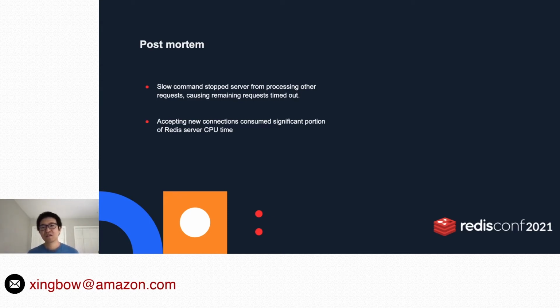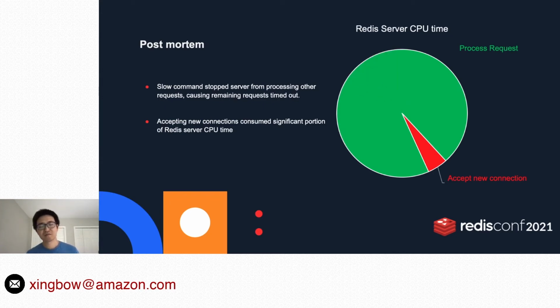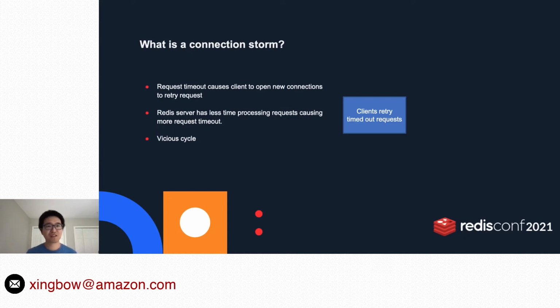Second, another symptom is that the Redis server spent the majority of its CPU time on accepting new connections, leaving much less time on processing customer requests. This is quite unusual. On a healthy Redis cluster, it spends the majority of its time on processing requests, while only a fraction of its CPU time on accepting new connections. But during this outage, this reversed. This symptom helped us figure out why the outage lasted so long. And it turns out it was caused by a connection storm.